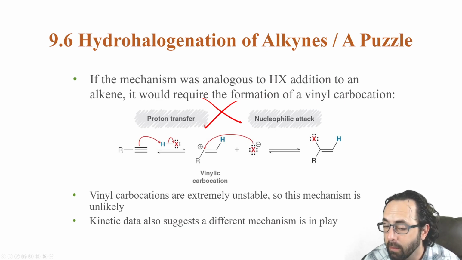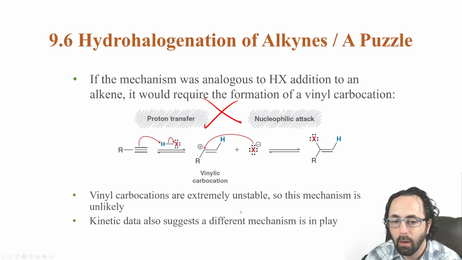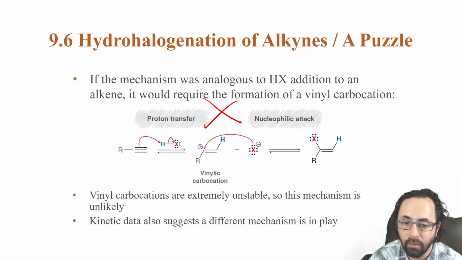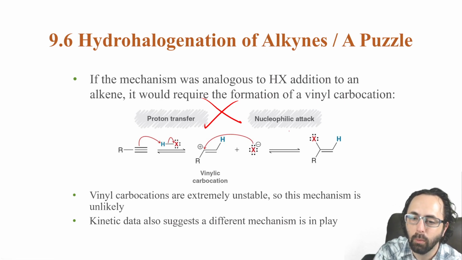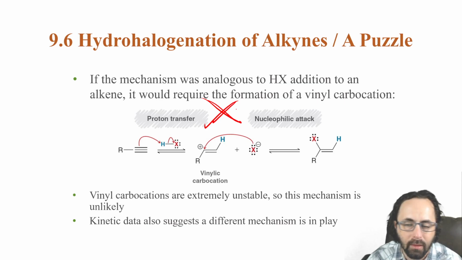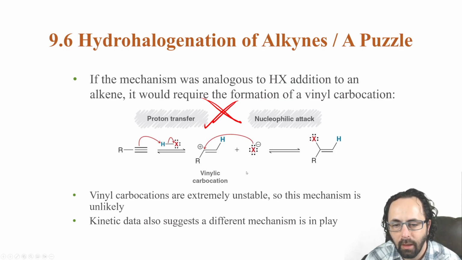Kinetic data suggests that there must be a different mechanism. And the book does suggest an alternative mechanism where it's a trimolecular mechanism with two molecules of HX reacting with the alkyne at the same time. But trimolecular mechanisms require the simultaneous collision of three separate molecules, which by their nature makes for slow reactions. So in the end, we don't really understand the mechanism. But whatever it is, it's definitely not this. Otherwise, the reaction would not proceed as readily as it actually does.